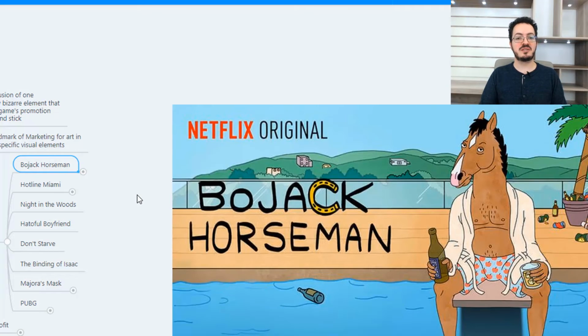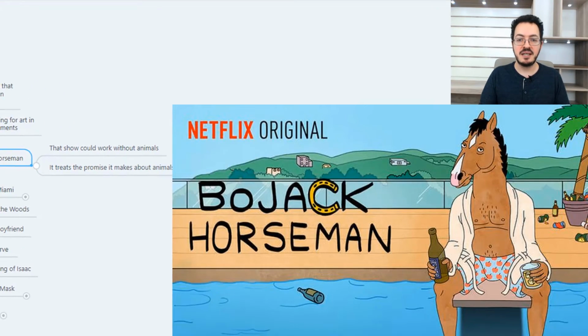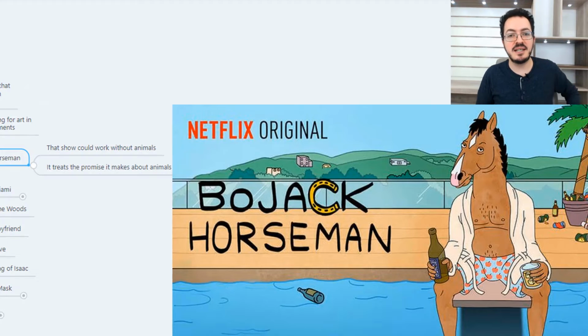Of course, BoJack Horseman is the show that originated the name of this particular magnet. And it's an interesting case study because that show could actually work without animals. If all of the characters were humans and it was even a live action TV series, it would probably still work, right? I can totally see that working as Two and a Half Men, for example.